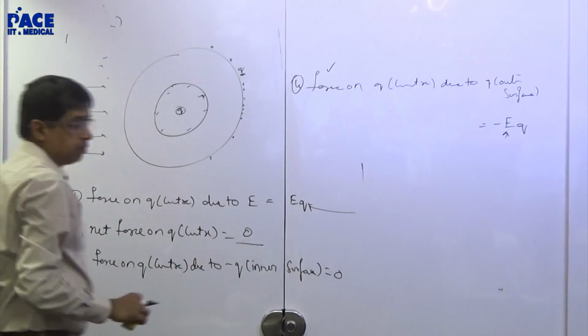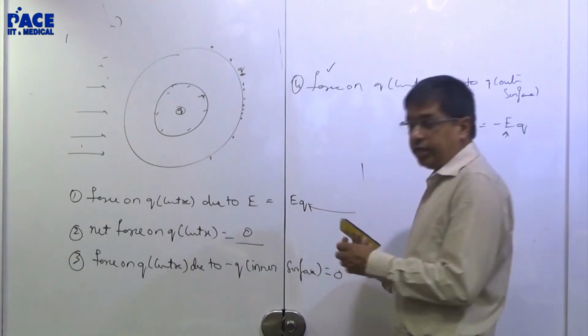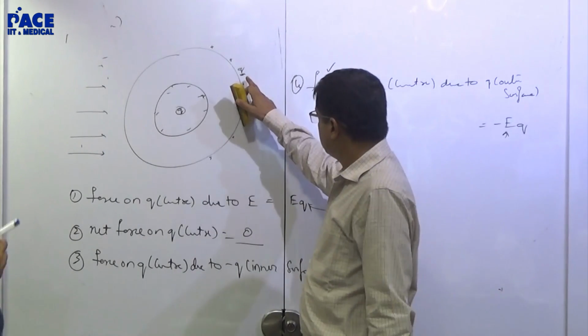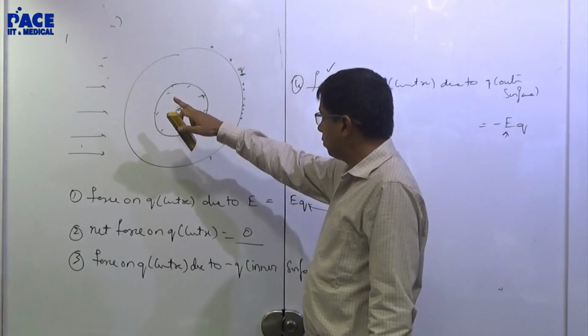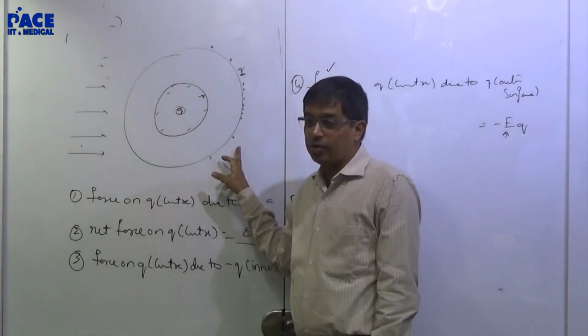In this question, if they ask the force on Q on the surface due to the field, it won't be QE now. Incidentally, here it will be QE because this is a sphere. In any other body, it may not be.